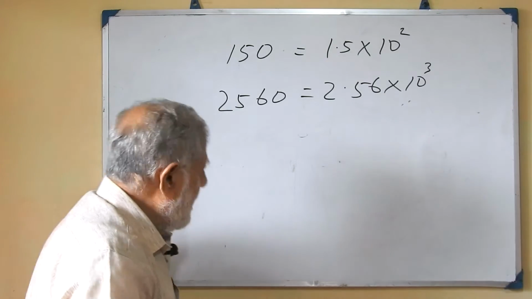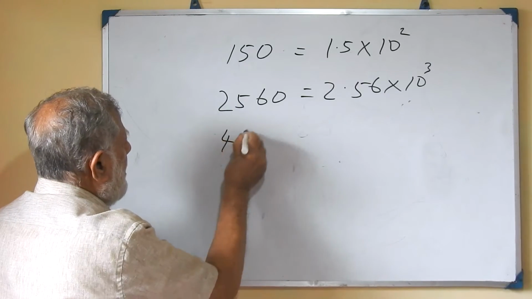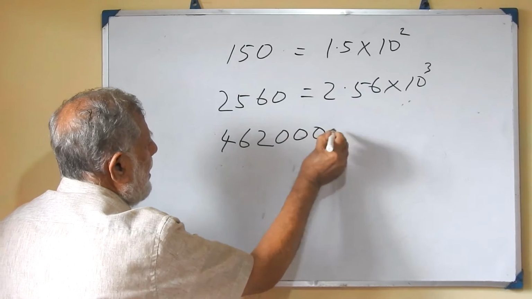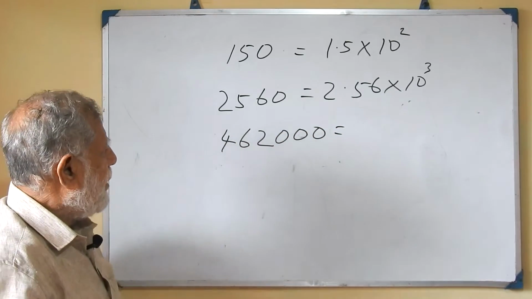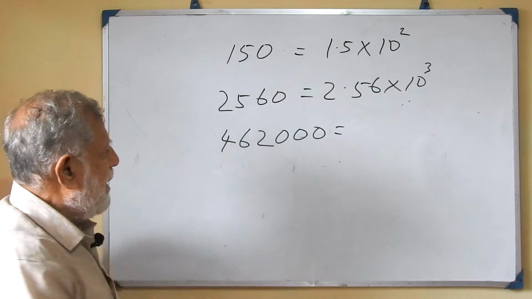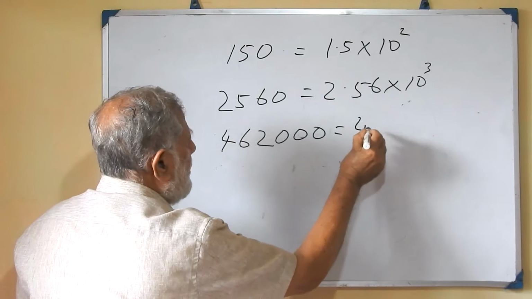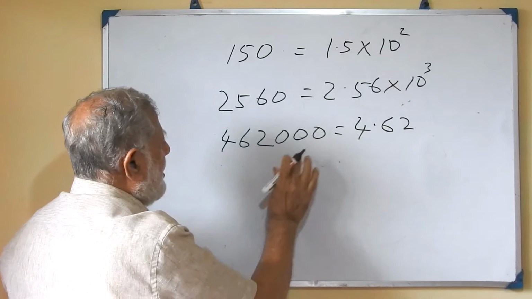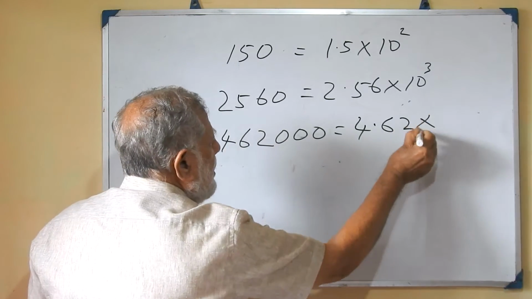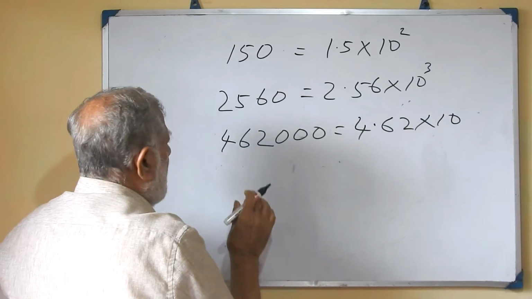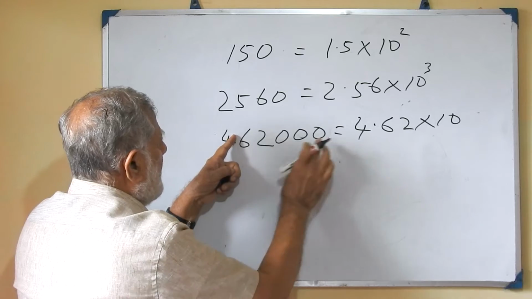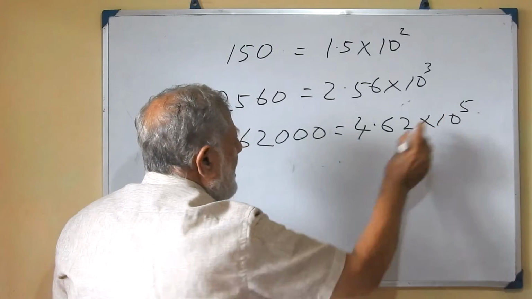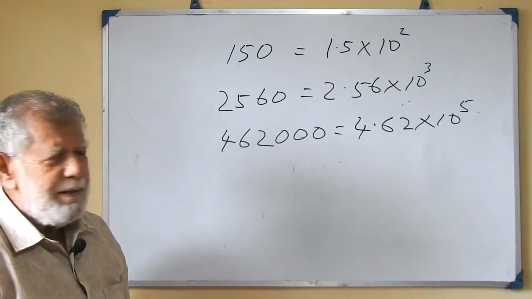We will take another number, 462,000. We always start with the first number, 4 point, and all the other numbers we write, 62. But we don't write the end zeros. Into 10 to the power of how many? Now we put the decimal here. So here to here how many numbers? 1, 2, 3, 4, 5, 10 to the power of 5. Just a case of counting numbers, that's all.